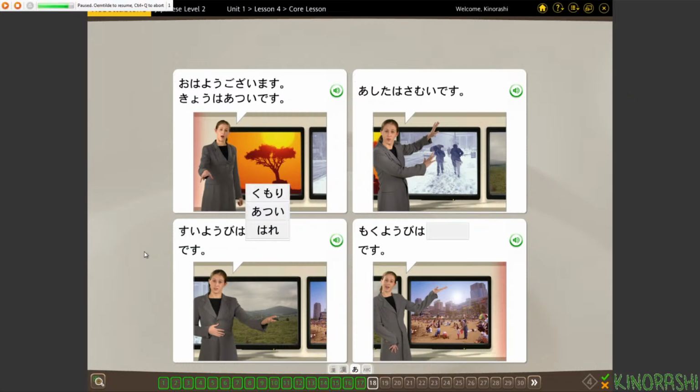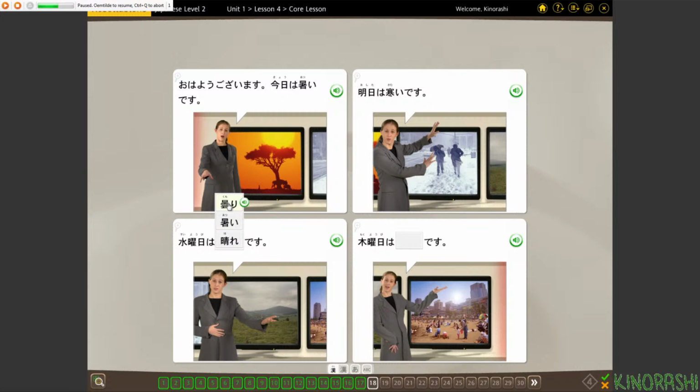水曜日は曇りです。曇り、水曜日。That's the water day. See, that's the water symbol used in week, if I remember correctly. And that's the sun again, which is often used in words meaning day. So, suiyobi, water day, or Wednesday. So, suiyobi wa kumori desu.